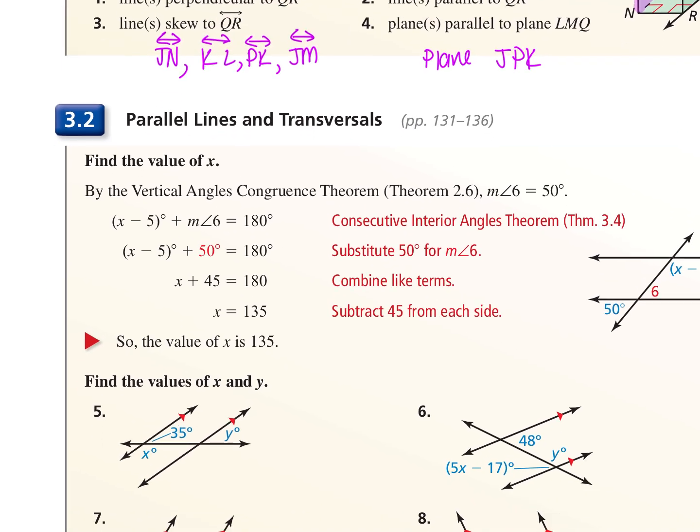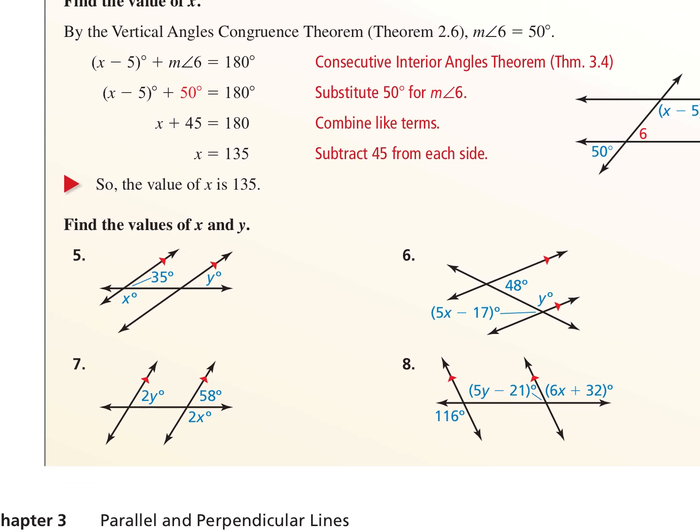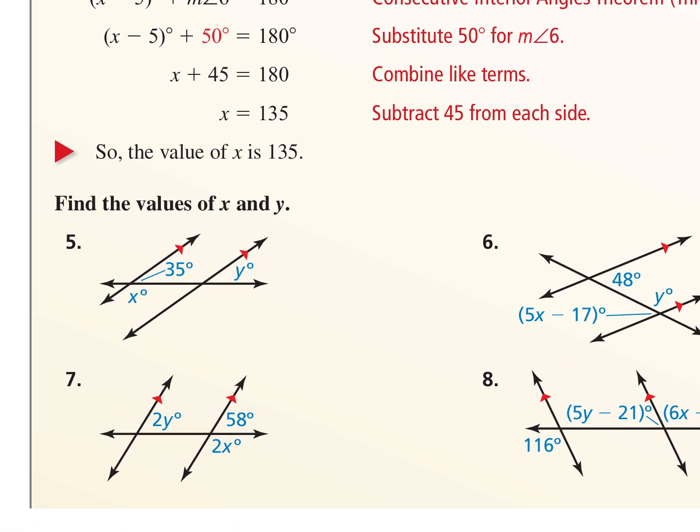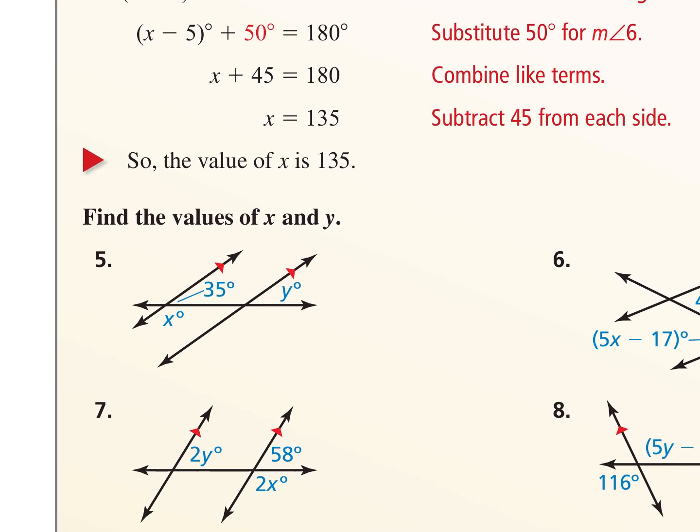All right, 3.2. It says find the value of x and y. So for these, you did not have to write, explain your answer, but I'm going to kind of give you an explanation so you have it. So when you look back, you can say, okay, now I figured out why I used this number. But again, you did not have to do that.